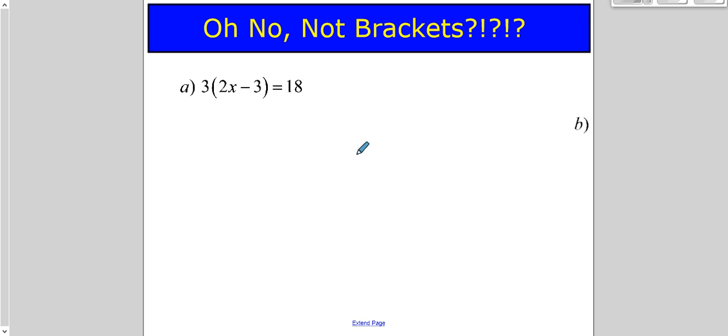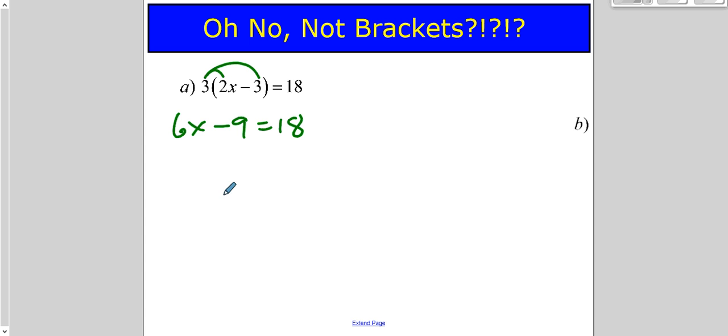Oh no, brackets. Okay, so brackets, there's actually a couple of different ways that these can be solved. If you have a number outside one set of brackets like this, you could divide each side. But just because it depends on the equation you're given, let's instead get rid of our brackets first. So we know from our distributive property, we're going to take what's outside our brackets, multiply it by what's in. So 3 times 2x is 6x. 3 times negative 3 is negative 9 equals 18.